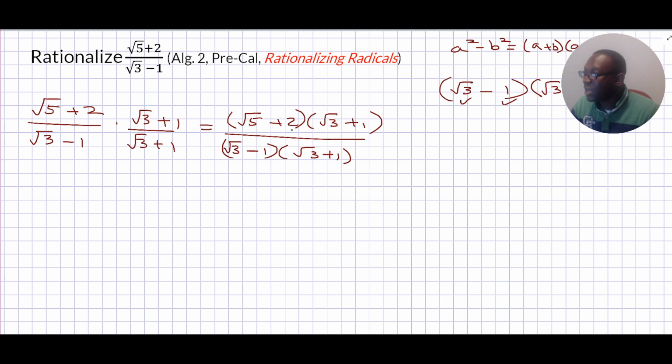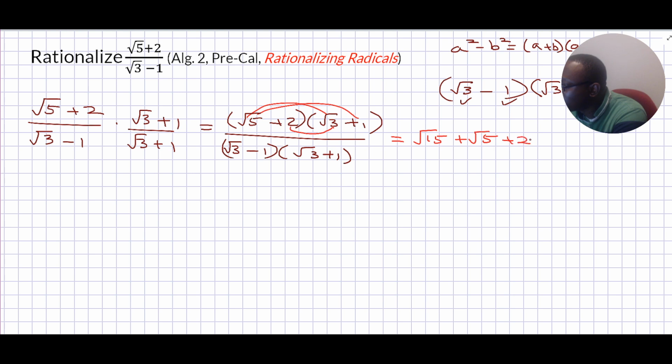So now let's go ahead and multiply this. We're going to FOIL this, make it easier to understand. So the first terms, the square root of 5 multiplied by the square root of 3, that's the square root of 15. Then we're going to have the square root of 5 multiplied by 1, so plus the square root of 5. Then the square root of 3 multiplied by 2, plus 2 square root of 3, and then 2 multiplied by 1, plus 2.